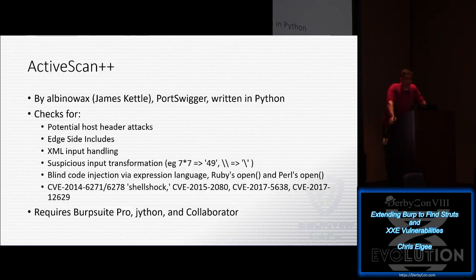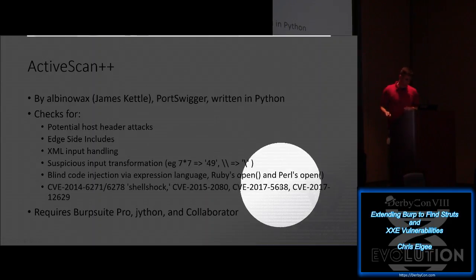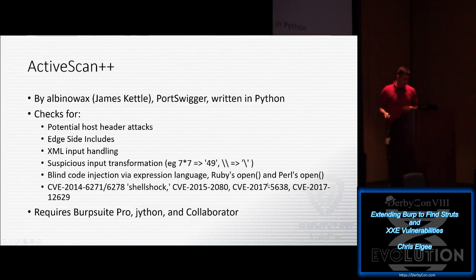All right. So ActiveScan++, built by one of the smartest web app testers I've ever heard of, James Kettle. If you've ever heard of Albino Wax, if you want to feel really dumb, go look up a talk like Cracking the Lens. The man is absolutely brilliant when it comes to web app pen testing. And he wrote this cool extension and gave it away. Thank you, James Kettle, where it'll look for a bunch of funky side things, including 5638. That is again, the Equifax Struts bug.